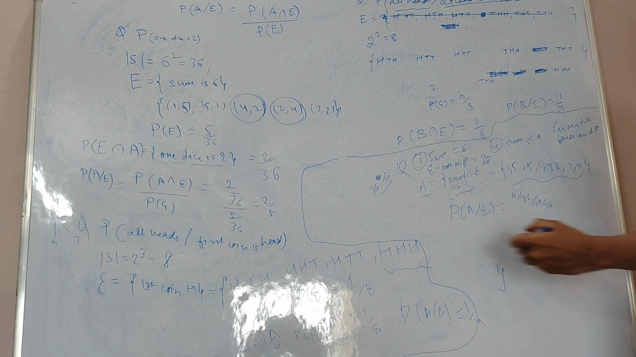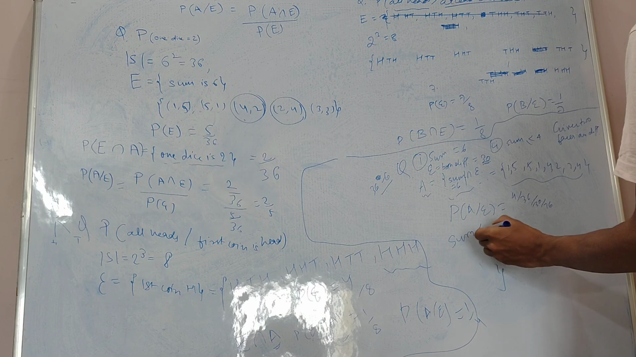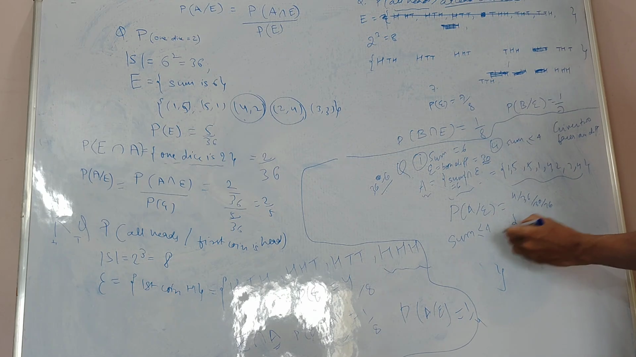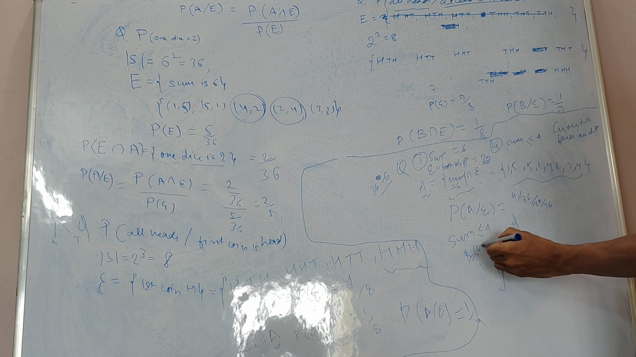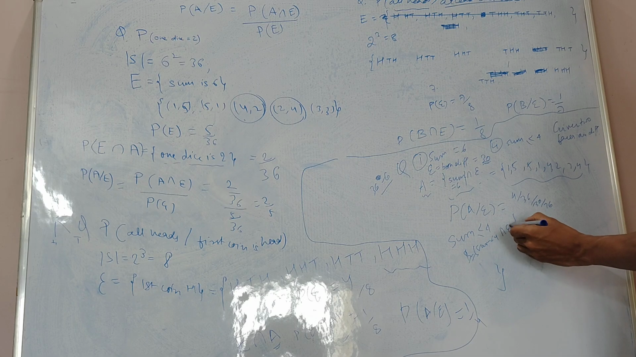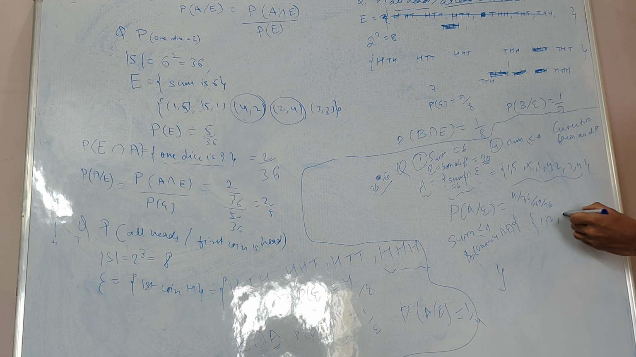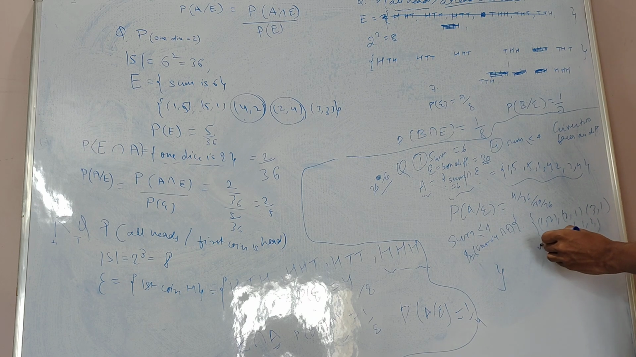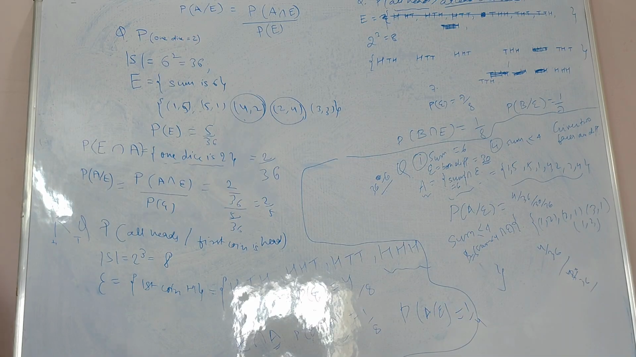And next question is, sum should be less than or equal to 4. So in this case B, sum less than 4, intersection E will be what? 1, 2, 2, 1, right? 3, 1 and 1, 3. So again 4 by 36 by 30 by 36, right? Now I am erasing this one, we will move on to the next topic.